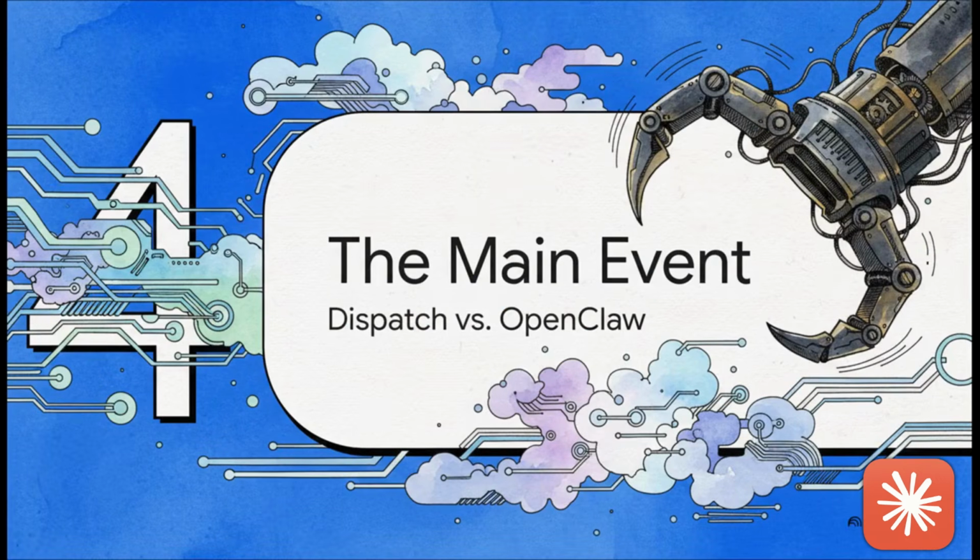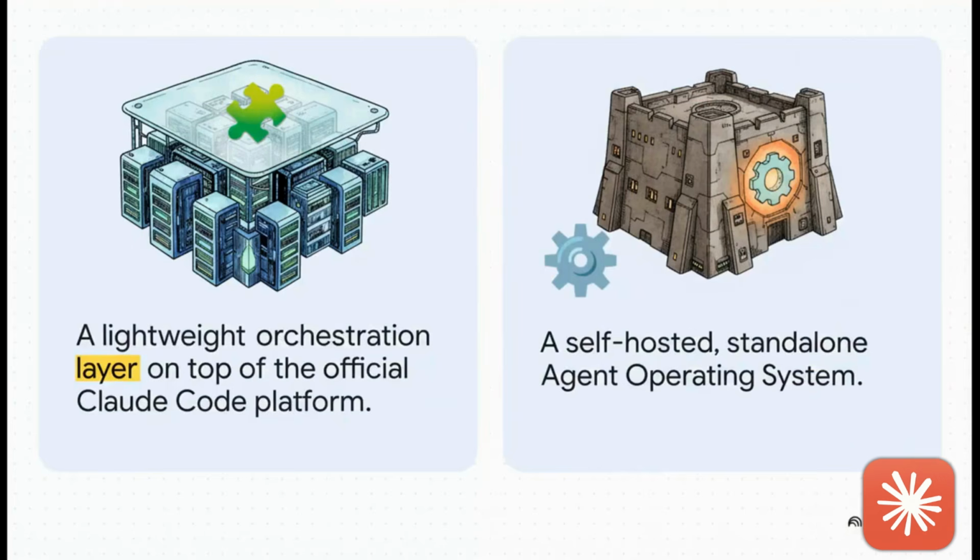Okay, so that brings us to the main event. This is the comparison everyone's been asking about. How does this new way of working stack up against a really popular self-hosted tool like OpenClaw? Well, the biggest difference really comes down to philosophy. The Claude ecosystem with Dispatch is a lightweight layer that works right on top of the official platform. OpenClaw is a different beast entirely. It's a complete, standalone agent operating system that you host yourself. That means you get total control over every little thing.